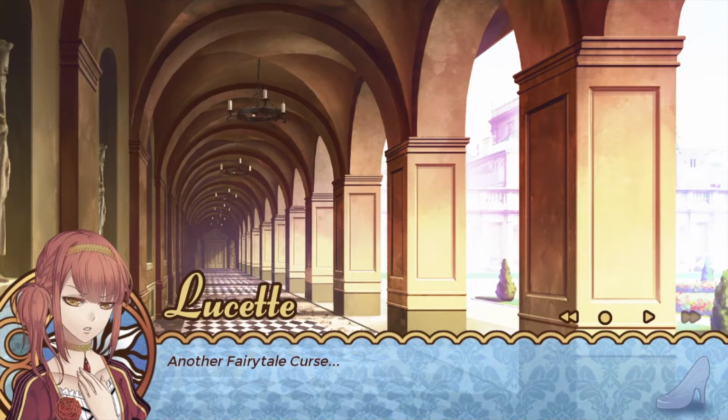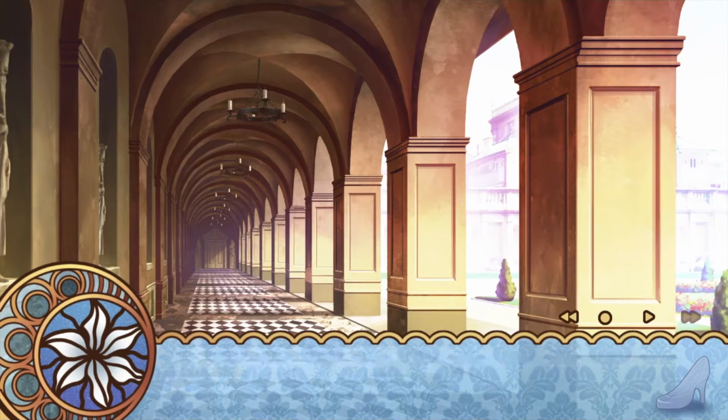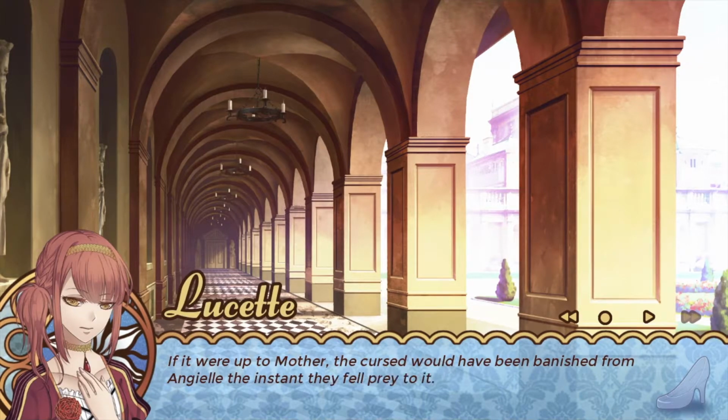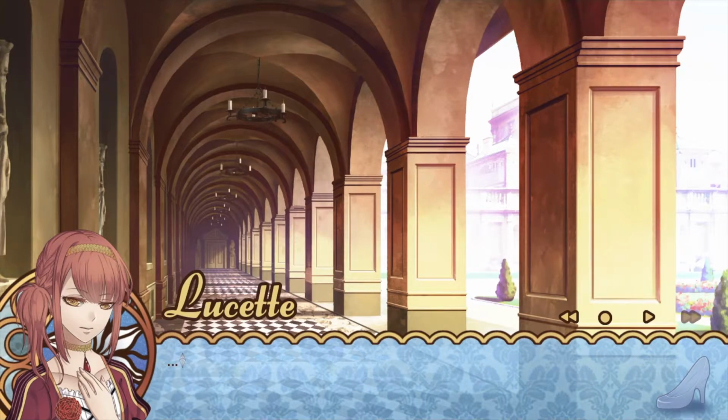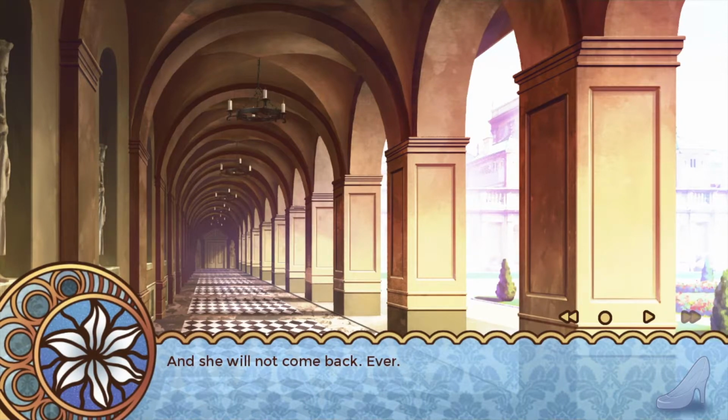Another fairy tale curse. The fairy tale curse started spreading even before the Great War began. I do not have much interest in its effects even now. After all, most humans probably deserve to get cursed. The victims are weak. Angiel would be better off without the dead weight. If it were up to Mother, the ghosts would have been banished from Angiel the instant they fell prey to it. But Mother is not here anymore. And she will not come back, ever.